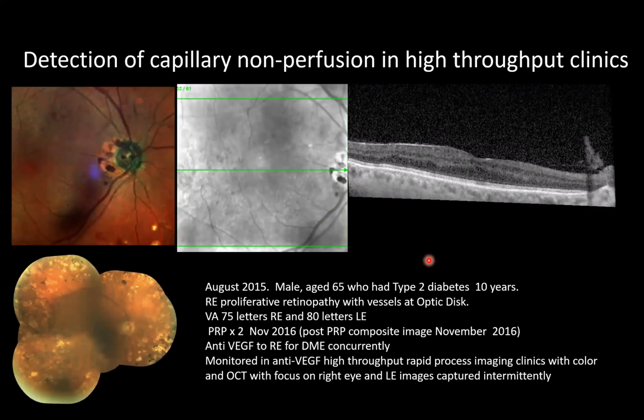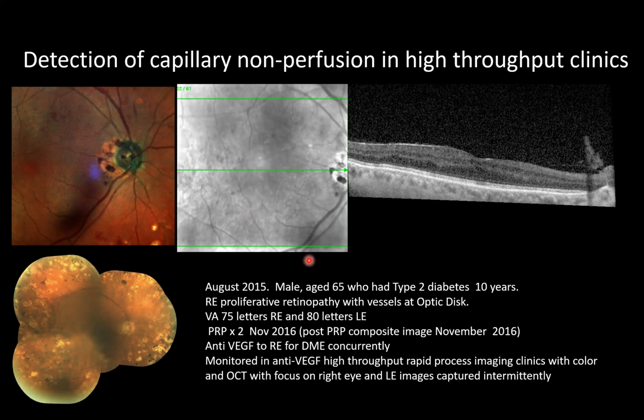So when we think about capillary non-perfusion, it's always very difficult to ask for fluorescein angiography, and we're simply not at the point, even in the COVID era at the moment, that we could be doing as many fluorescein angiograms as we would like to do. So I would like to illustrate this thought with this next case.